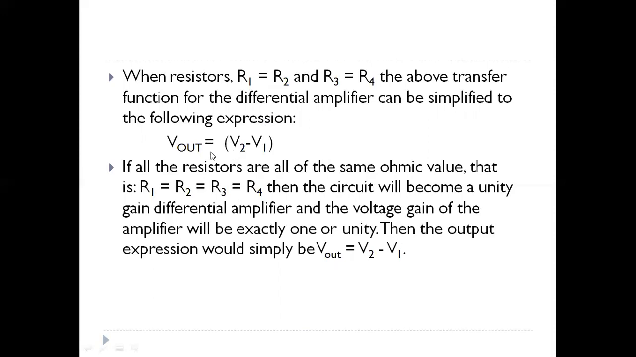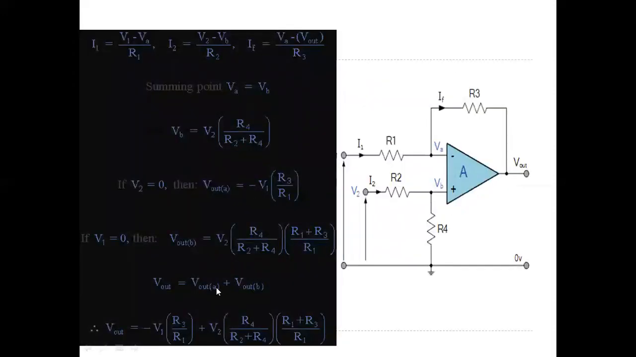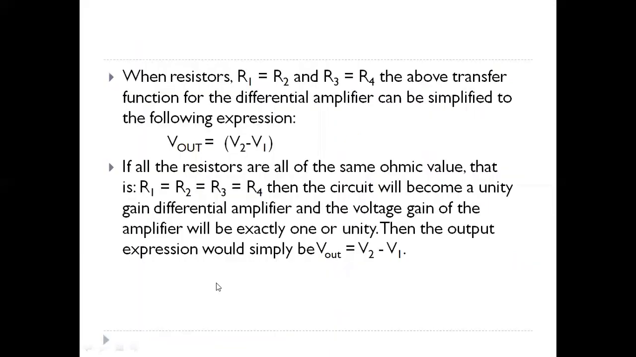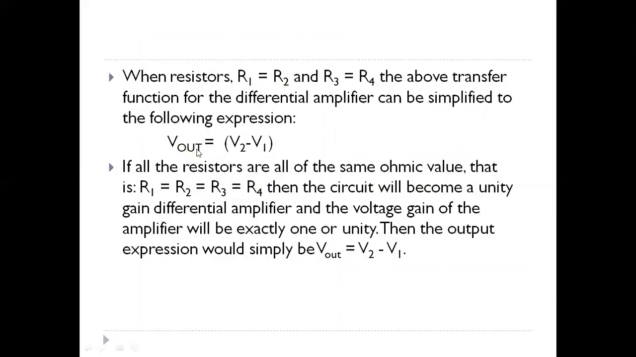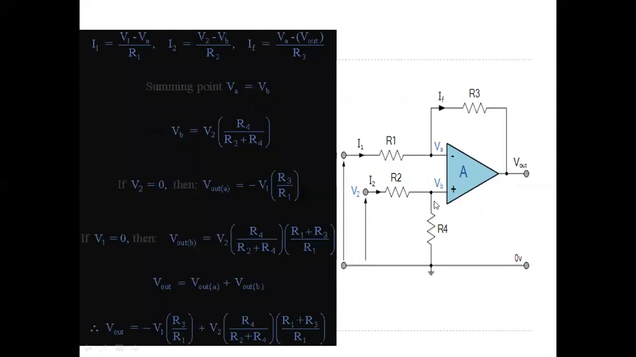According to this equation, the output voltage is the difference of the input voltages which we are applying. So V2 minus V1: V2 is the voltage applied to the non-inverting input terminal, and V1 is the voltage applied to the inverting input terminal.